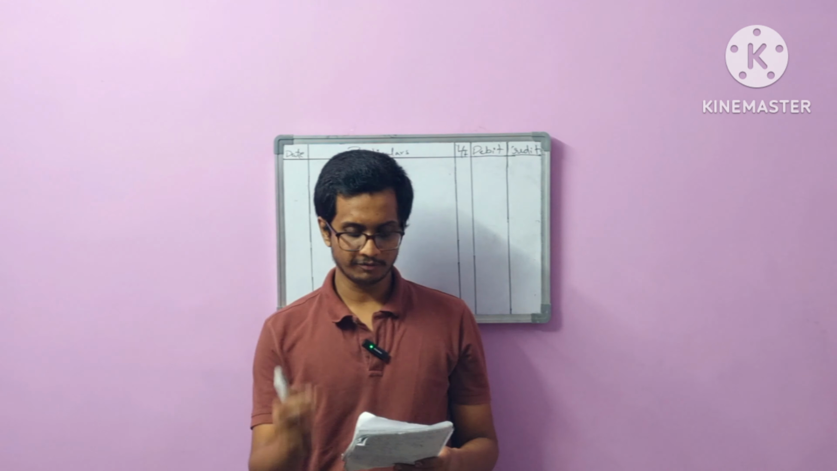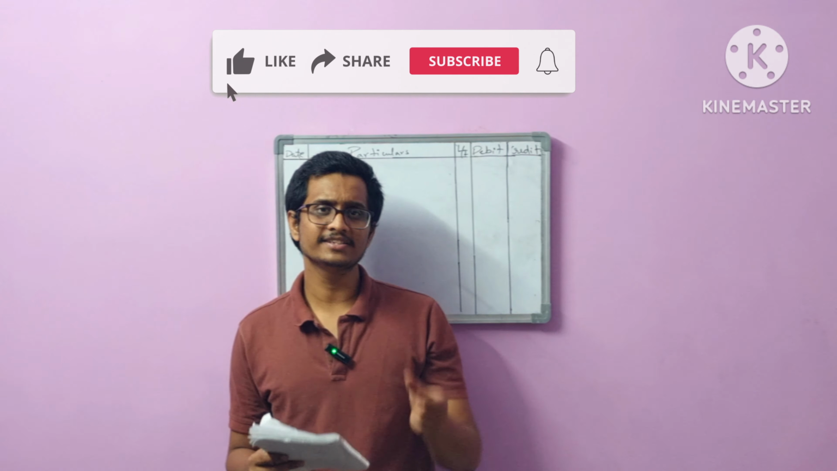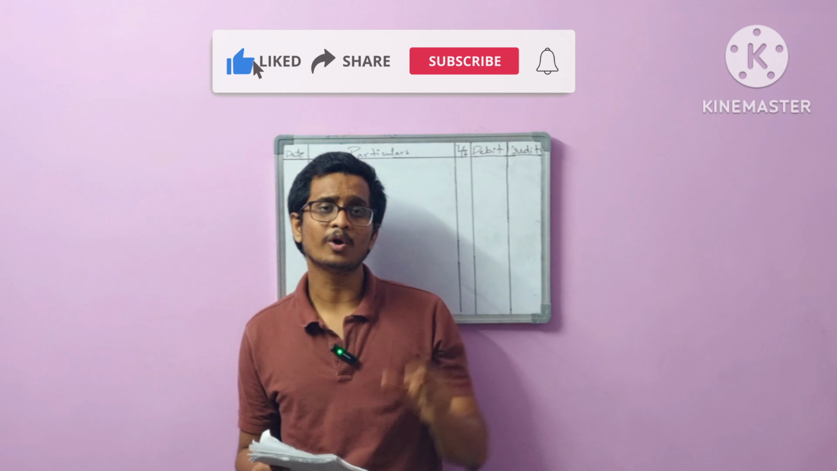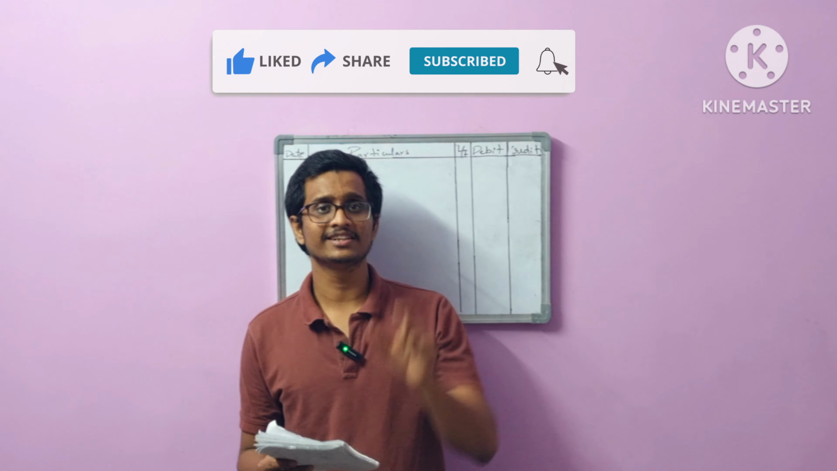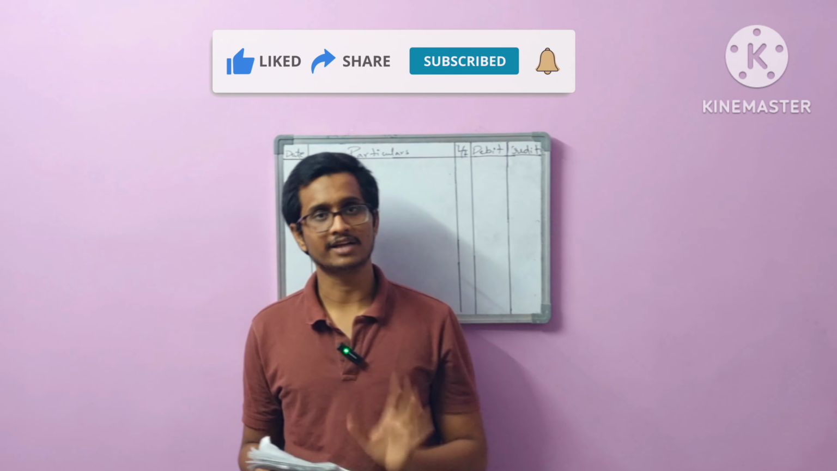Transaction 8. Purchased van for office use worth 2 lakhs. So in this case, van is an asset. Why? Because we are not into the motorcycle business. We are into the furniture business. So that's the reason this van will be an asset for us.